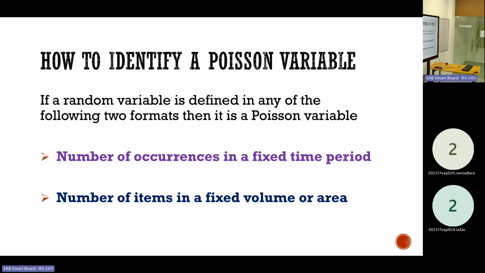One by one, okay? The first category, or number one, whatever: number of occurrences in a fixed time period. We will have some examples. If a variable is defined in that particular format, then it will be Poisson: a number of occurrences during a fixed period.